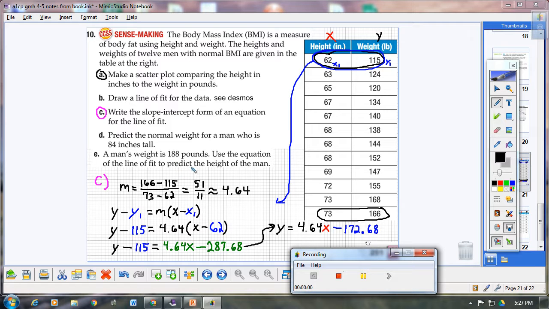So essentially what we're doing here is creating a prediction equation for where someone's weight should be relative to their height. Depending on their height, we have a certain weight. This is of men with normal body mass indices.